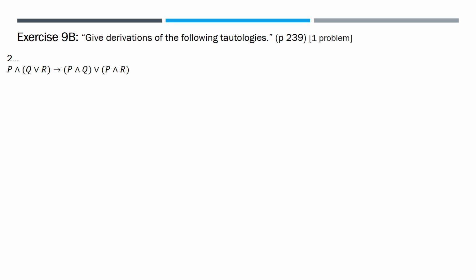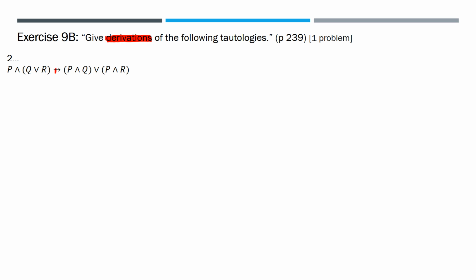This will be the last problem in this video. It comes from exercise 9b on page 239. We're to give derivations of the following tautologies. A derivation, not a truth table. We could do a truth table, but here we want a step-by-step proof.